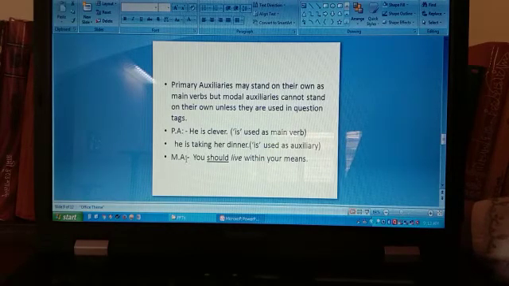Now come to the next one. See modal auxiliary: you should live within your means. Here should cannot stand on its own. It has to take the help of the main verb live.